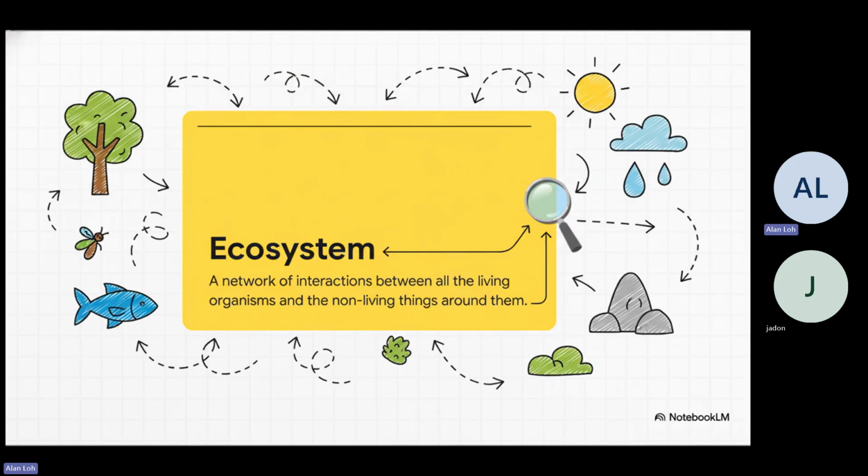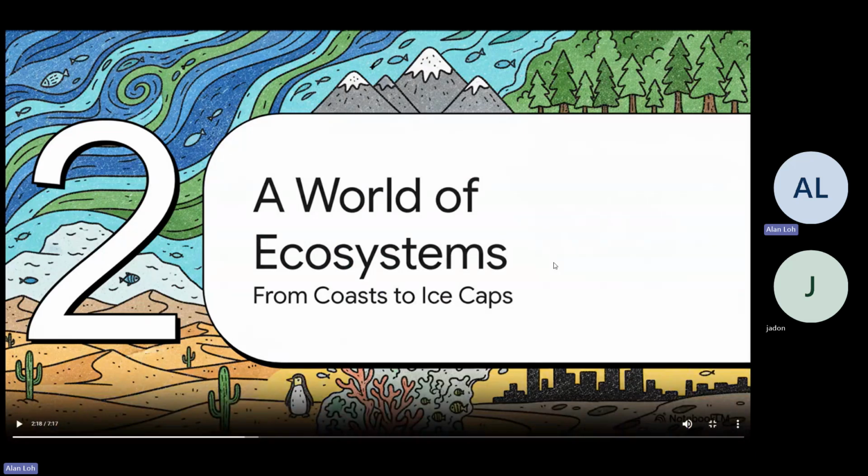And of course, these systems aren't just in... So obviously we are going into drawer 2 now, the ecosystem types.